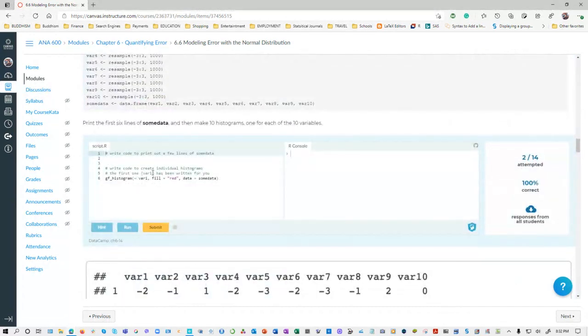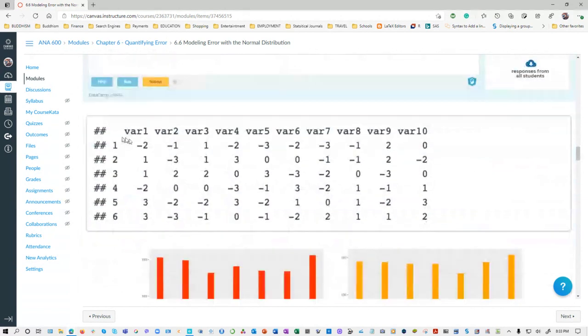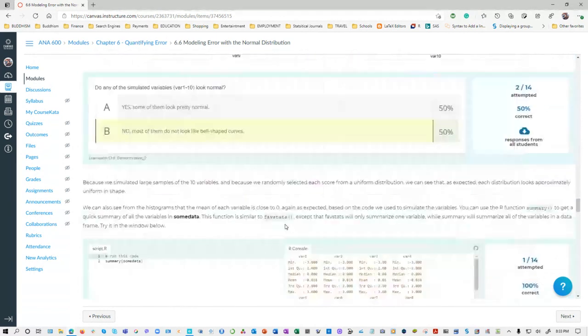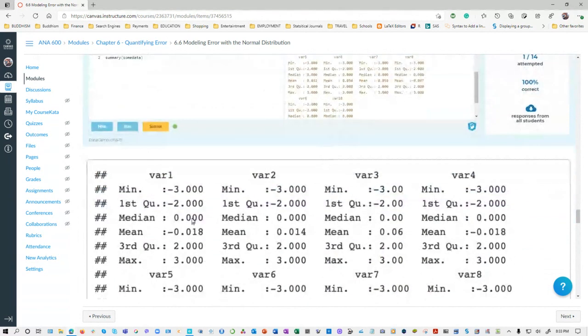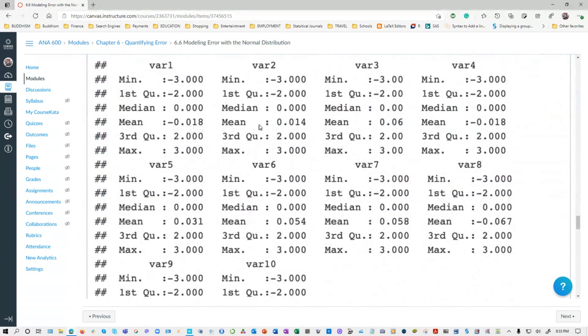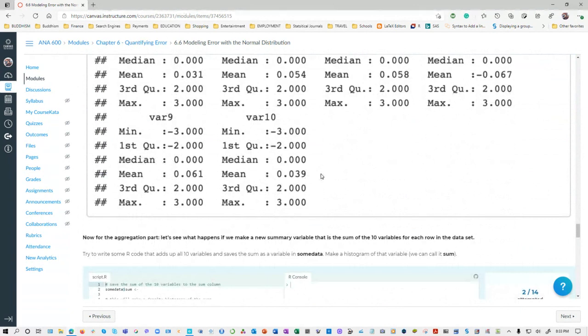They put it back to some data again. In some data you have not only one, but var1, var2, var3, var4. That's a data frame. Then we individually draw the histogram. If you run some data, each and every variable's summary statistics will be displayed: minimum, first quartile, median, mean, third quartile, max, and pretty much everything. You can see the mean is very close to 0 for all of them.